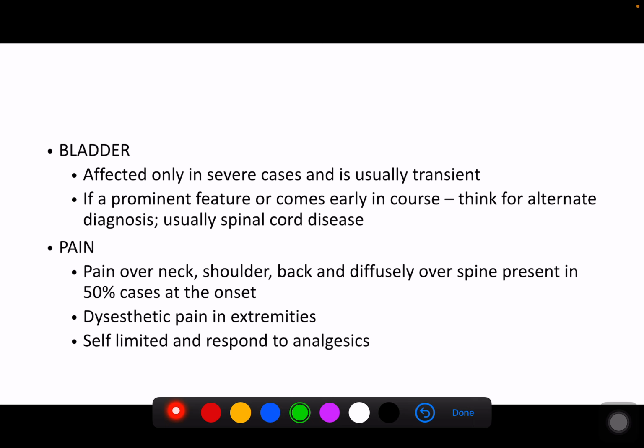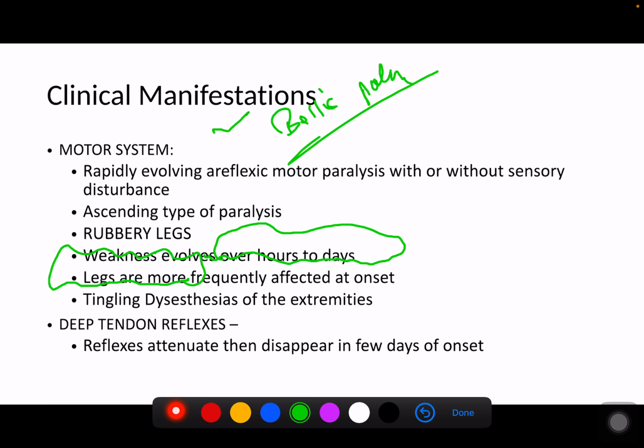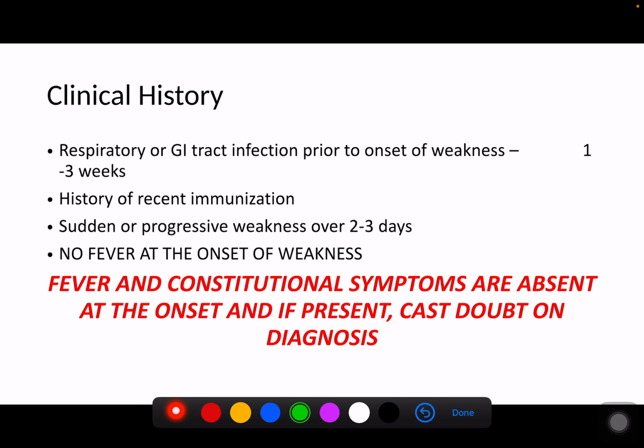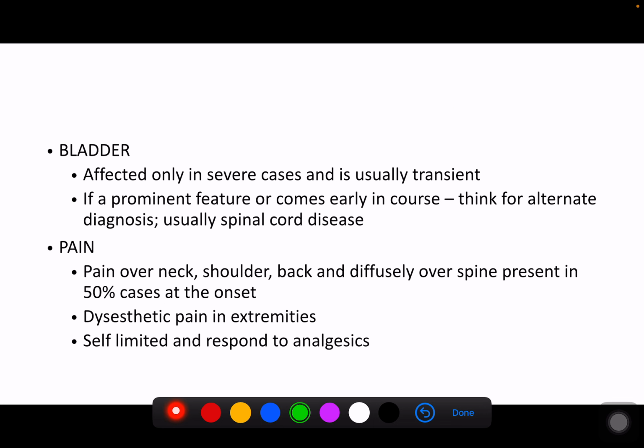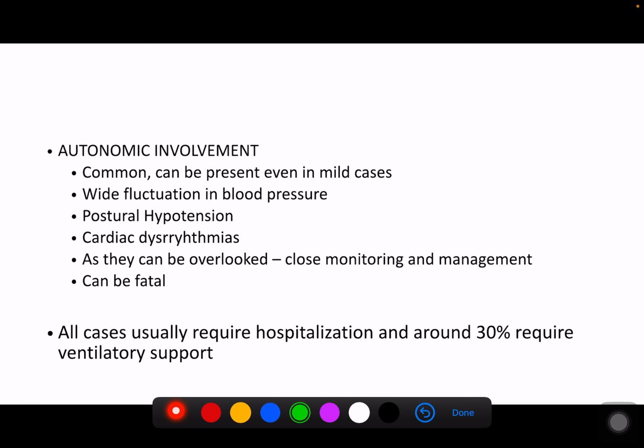Paresthesia, the glove and stocking tingling sensation, is basically appreciated, followed by pain. There is pain on the neck, shoulder, back, diffuse over the spine, present in 50% of the cases at onset. And there's pain in the extremities. It's self-limited and responds to analgesics.